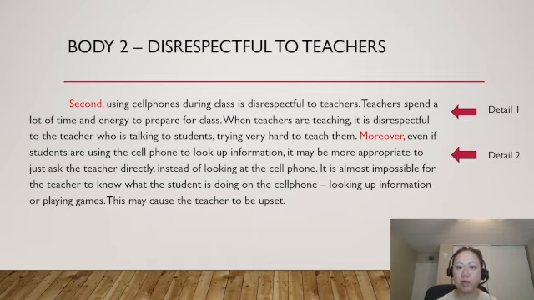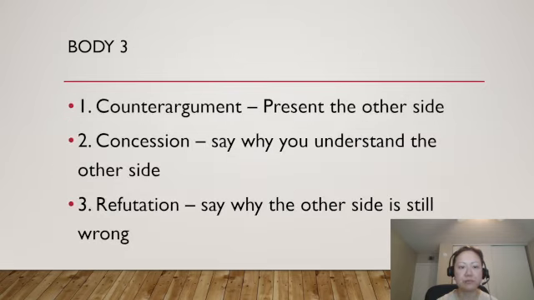So far, body 1 and body 2 both support my point of view, which is using cell phone is not appropriate for students in class. Now I'm launching into my third body paragraph, which is the other side. So there will be 3 points in here. We have the counter argument, which you present the other side. You're going to have the concession, say why you understand the other side, and a refutation, so say why the other side is still wrong.